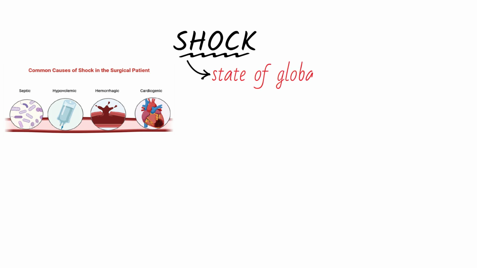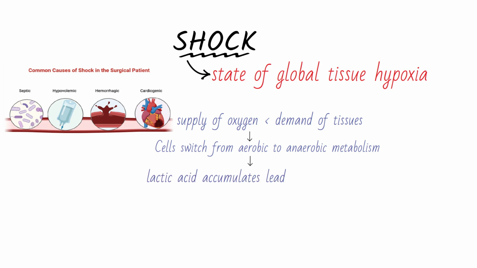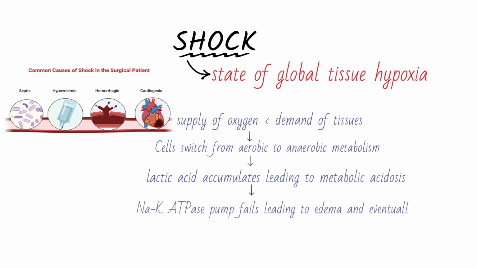At its core, shock is a state of global tissue hypoxia. It's an imbalance where the supply of oxygen is insufficient to meet the demand of tissues. This cellular hypoxia forces cells to switch from efficient aerobic metabolism to inefficient anaerobic metabolism. This produces only 2 molecules of ATP per glucose molecule compared to 36, and generates large amounts of lactic acid, leading to a potentially fatal metabolic acidosis. If this energy deficit is not corrected, the cell's sodium-potassium pumps fail, leading to an influx of water, cellular edema, and eventually cell death.